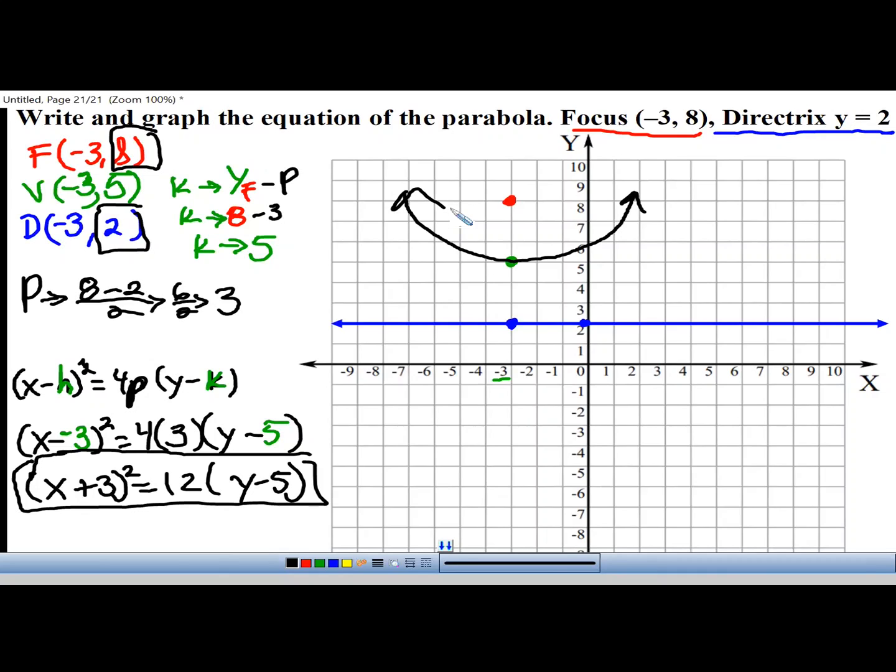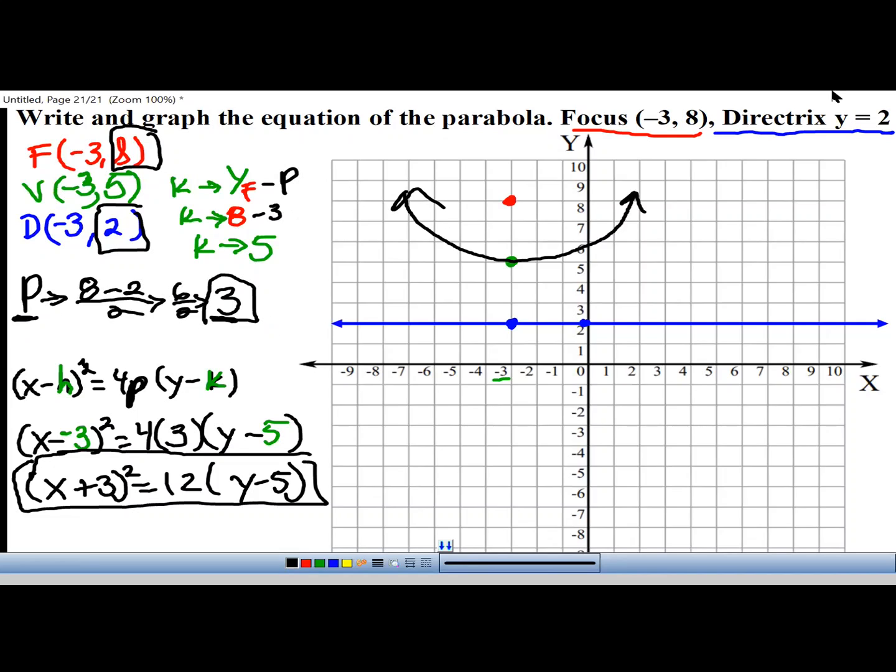So like when it's YF minus P, then you put 8 minus 3, why would it be 3? Right here? Yes. Because isn't that where we found P? Oh, okay, my bad. Yeah, the P is 3. Okay, thank you. You're welcome.